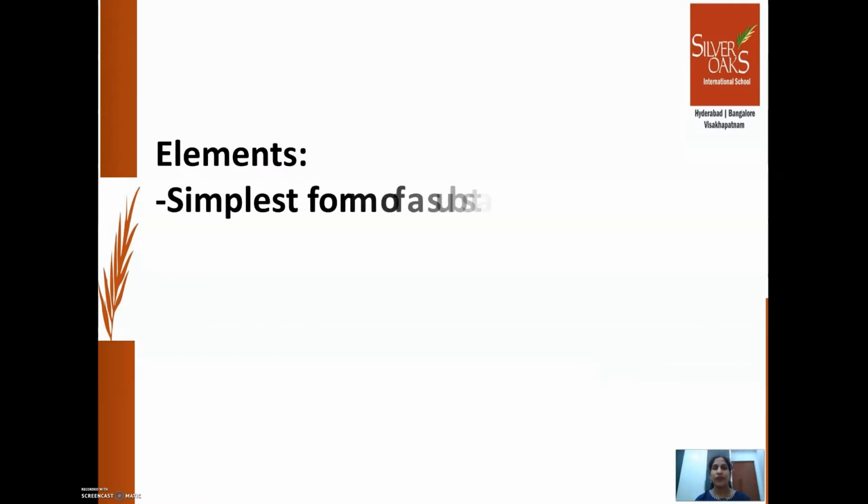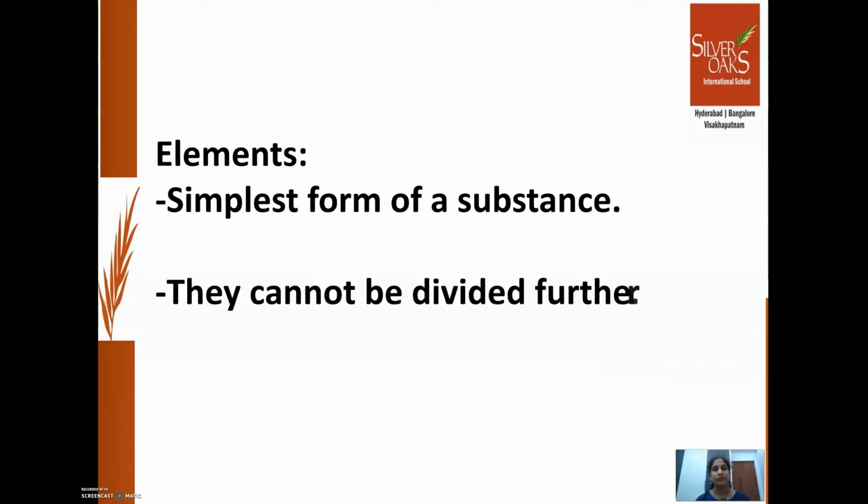Elements are the simplest form of a substance and they cannot be divided any further. Okay, do you know atoms cannot be divided? Yes, atoms cannot be cut or divided any further because they are the smallest particles of any material. Similarly, elements are also the simplest form of a substance and cannot be divided any further. I know this is quite new to you, but that's okay. For now, just remember that atoms or elements cannot be divided any further.